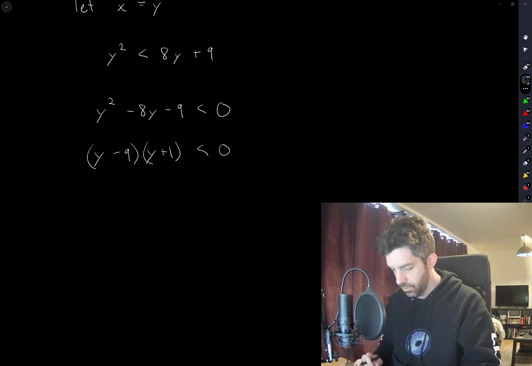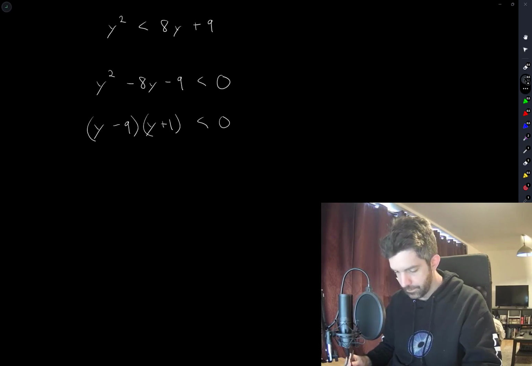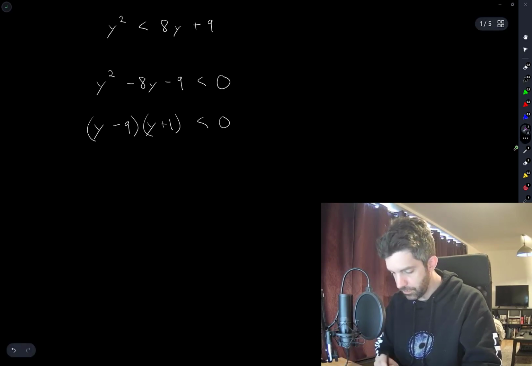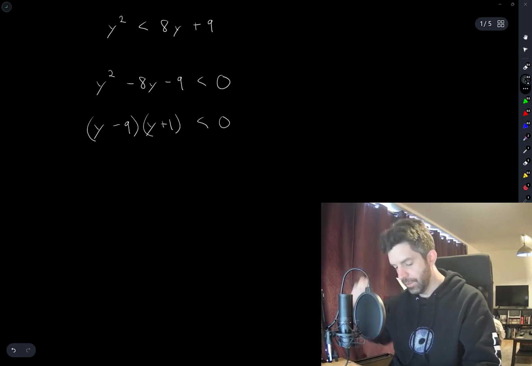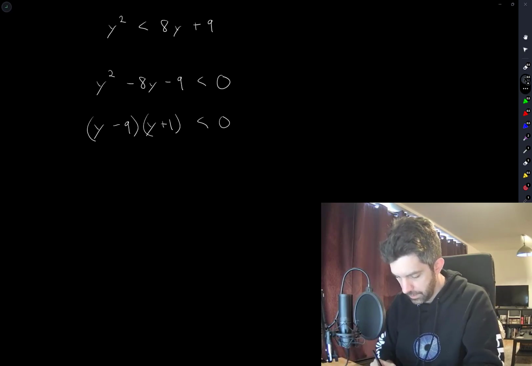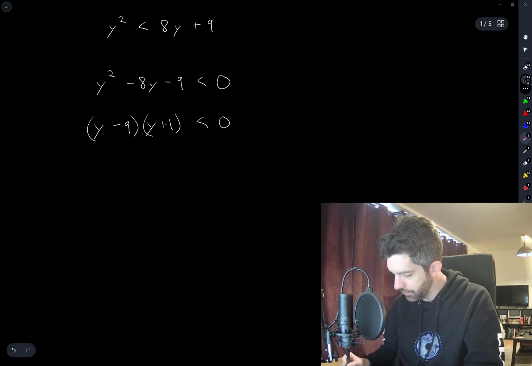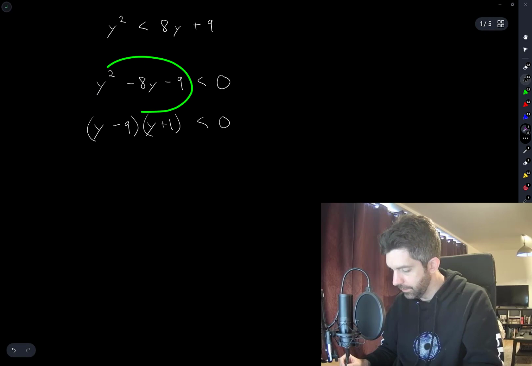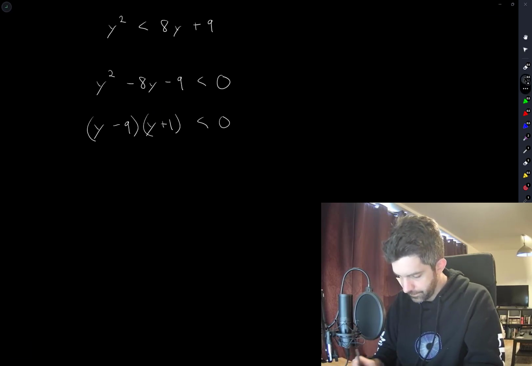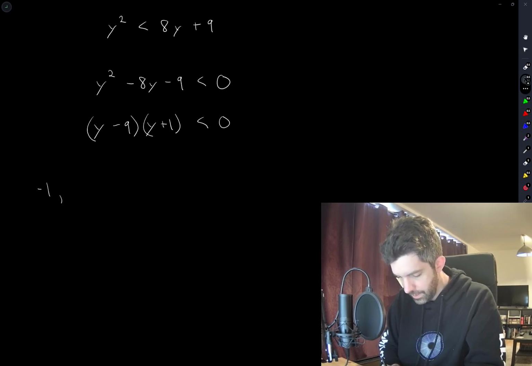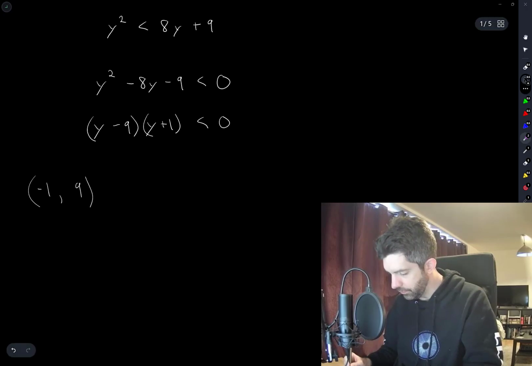So we need, I guess, both of these. We need one of these to be negative and one positive, or the other way around, right? So let's figure out what combinations of y will satisfy this. Well, the roots of this are 9 and -1, right? I should say -1 and 9 are the important quantities here.